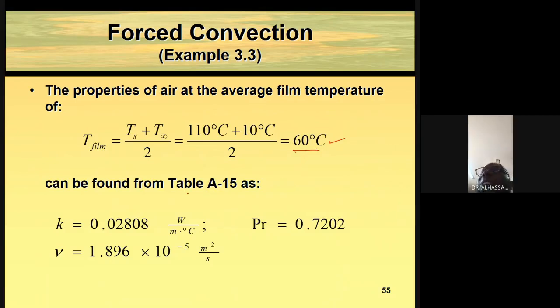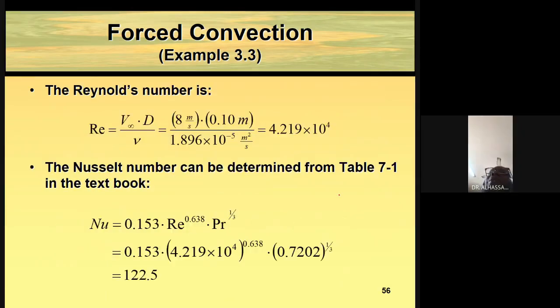So we now go to table A15. From this table, we can determine all the thermophysical properties for the air: the thermal conductivity is this, we have kinematic viscosity and Prandtl number. Now we determine the Reynolds number also. What is the nature of the flow? Is the flow laminar or is the flow turbulent? And I have told you about the Nusselt number for the hexagon.